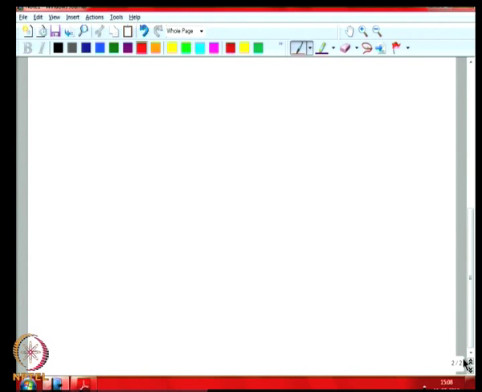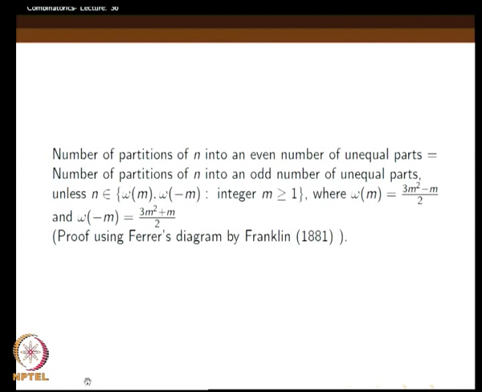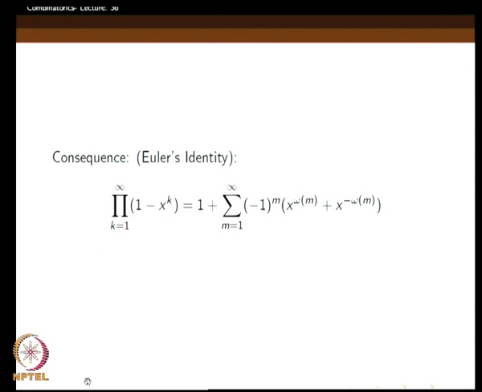This was first discovered by Euler, and Euler used it to infer this fact. What is the fact he inferred? It is called Euler's identity. The product over k equal to 1 to infinity of (1 minus x raised to k) equals 1 plus the sum over m equal to 1 to infinity of (minus 1) raised to m times (x raised to omega of m plus x raised to minus omega of m).